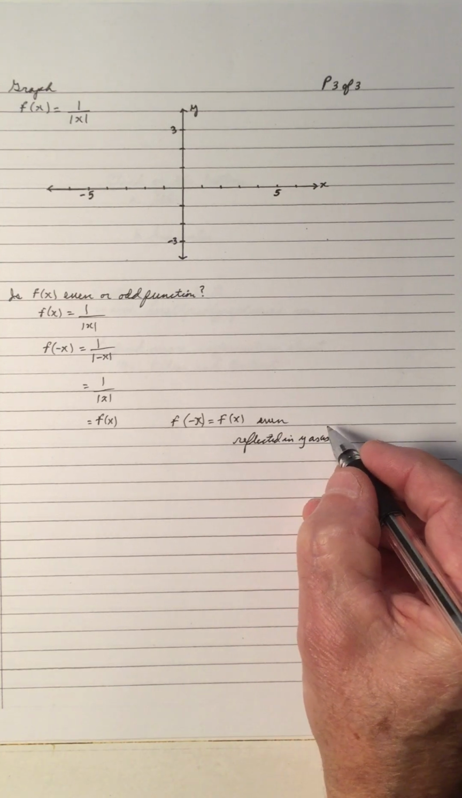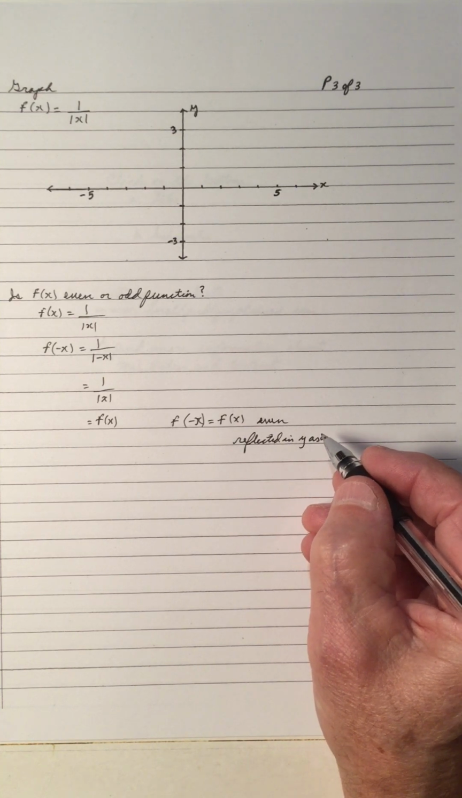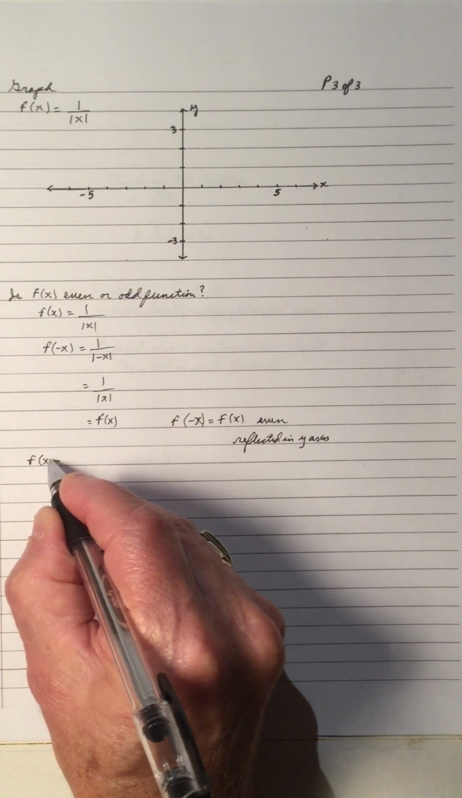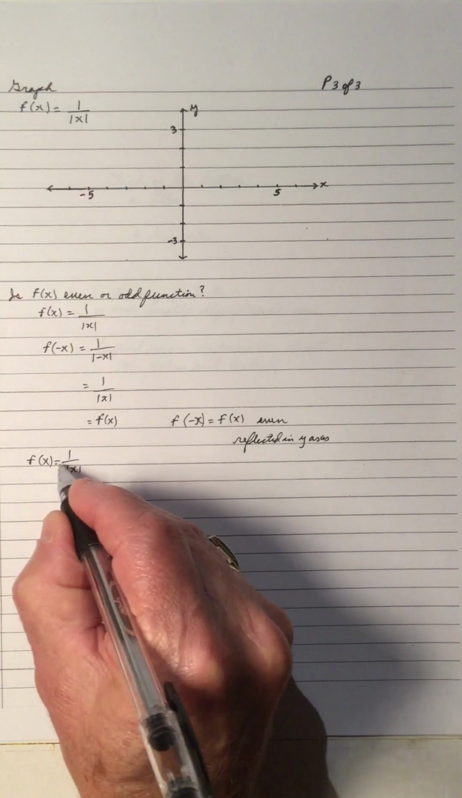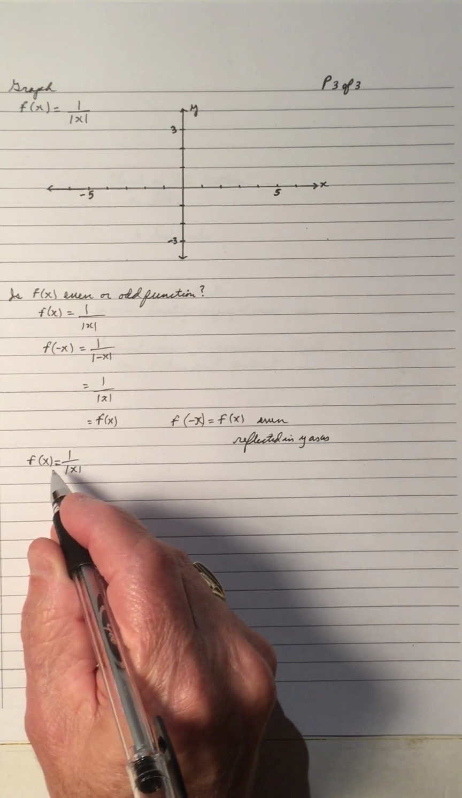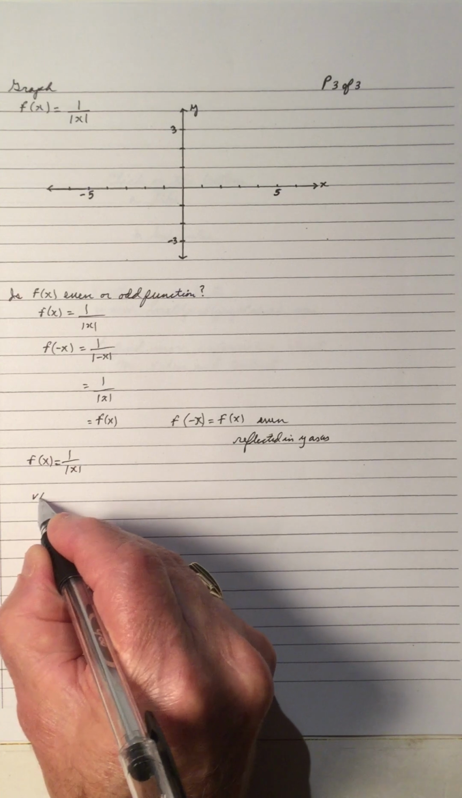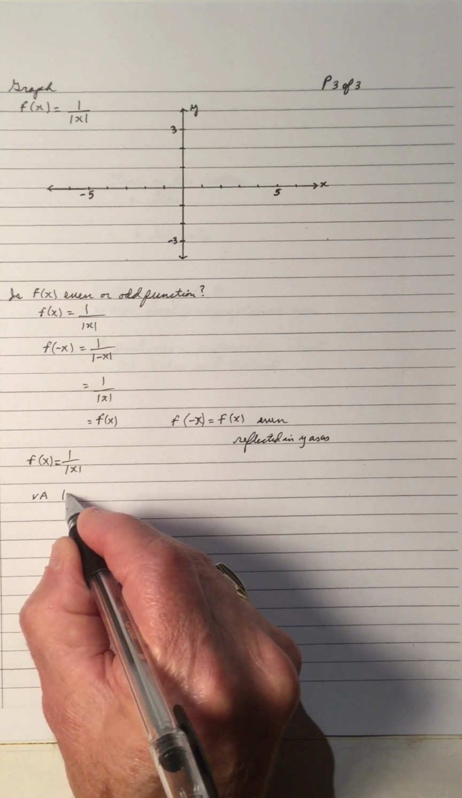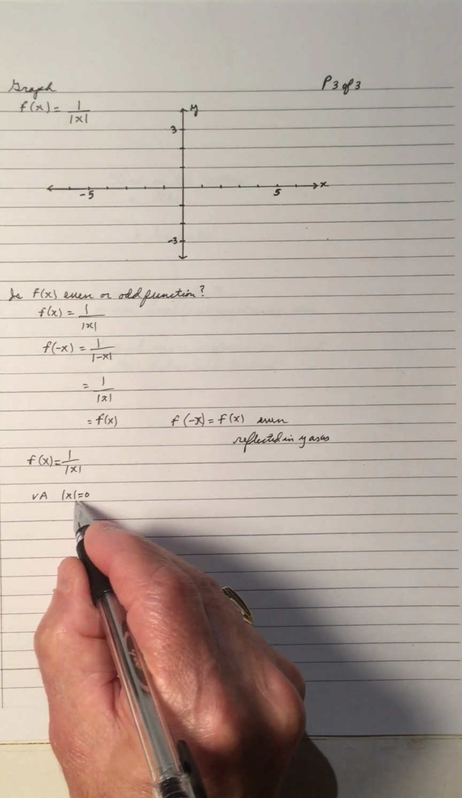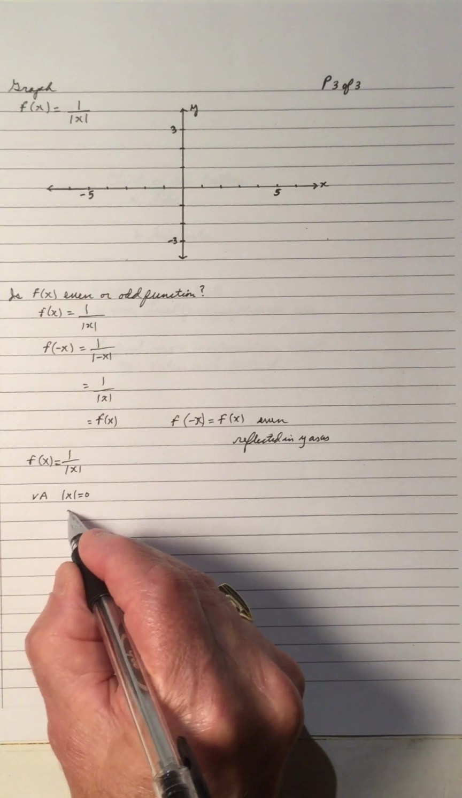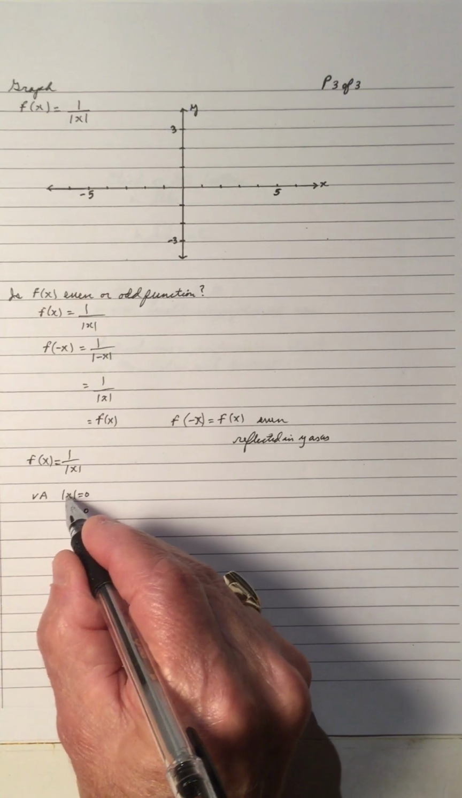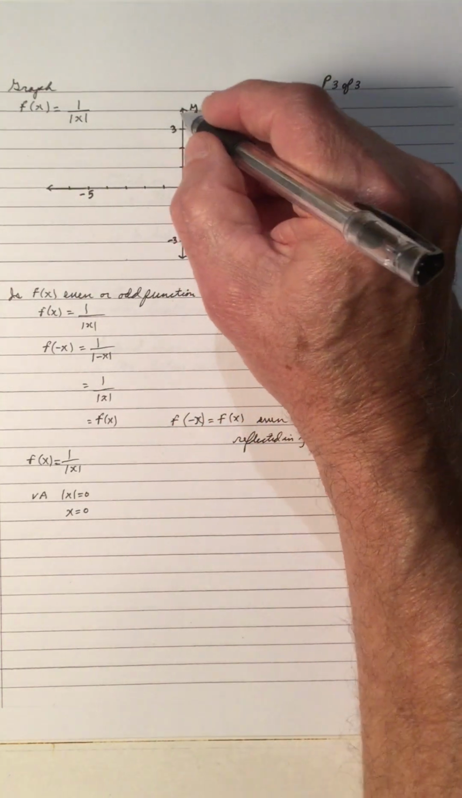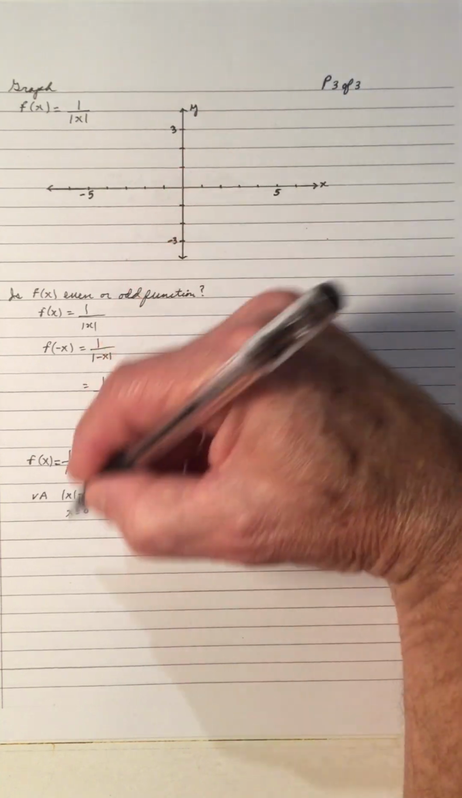And let's show that in terms of looking at the equation. We have the equation f of x is 1 over the absolute value of x. This is a reciprocal, so it has a vertical asymptote where the denominator is 0. If we make the absolute value of x equal to 0, what number can you take the absolute value of to give you 0? x is 0. So we have a vertical asymptote here at x equals 0.